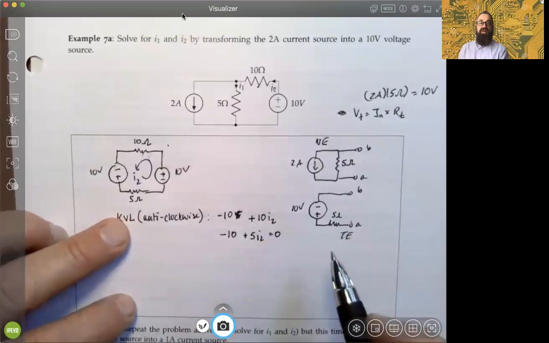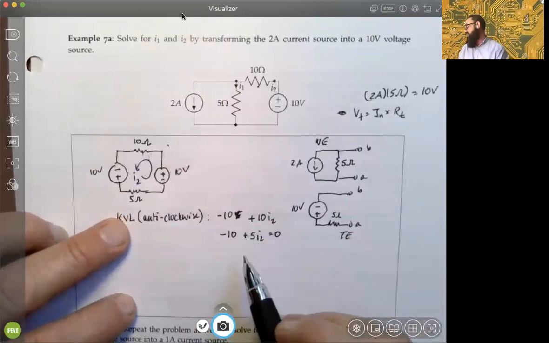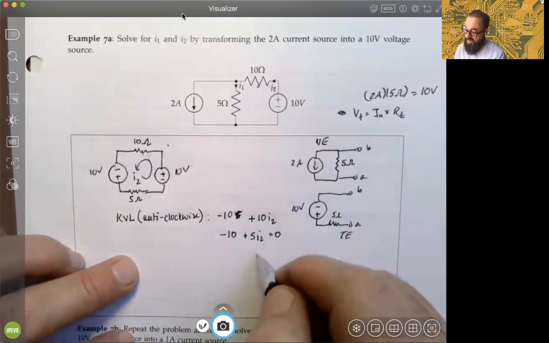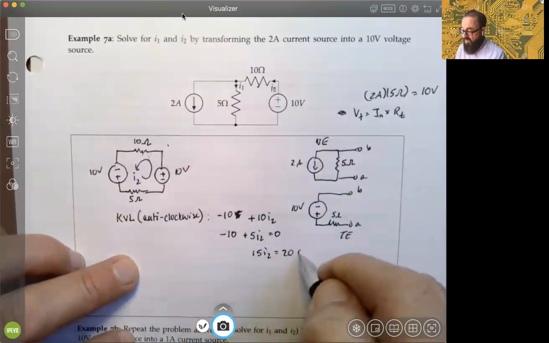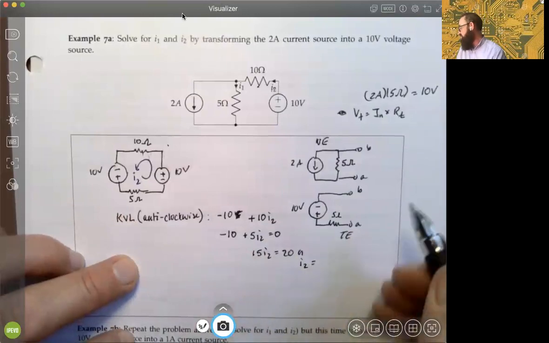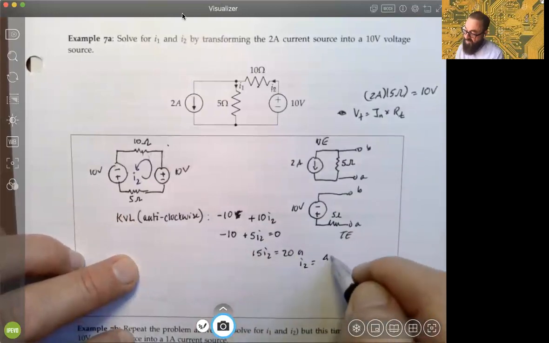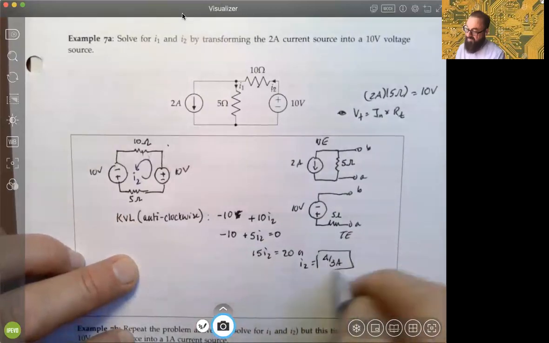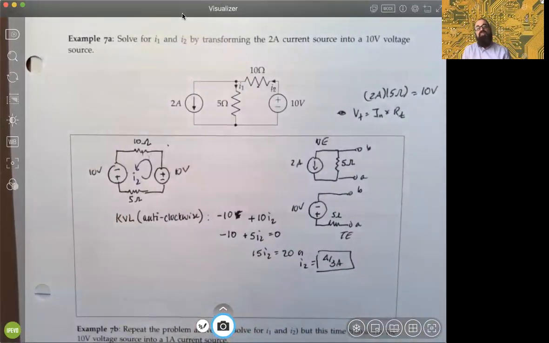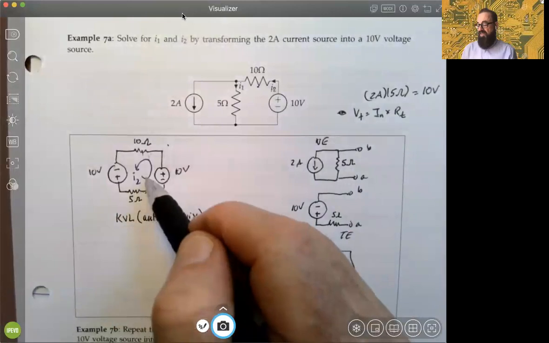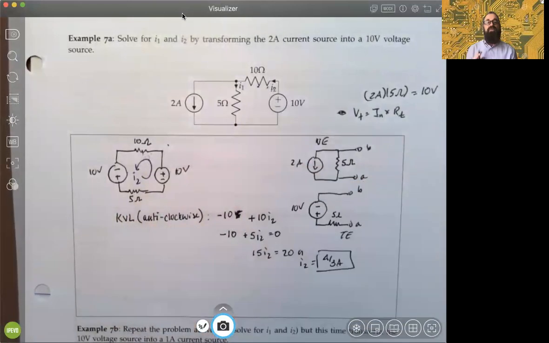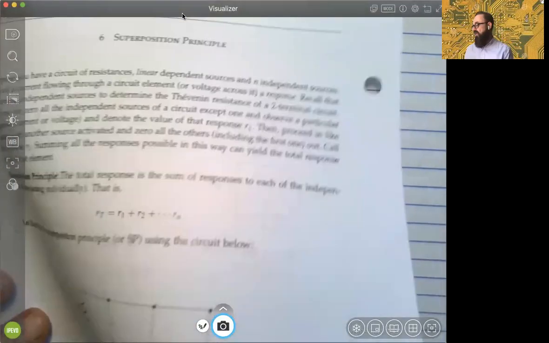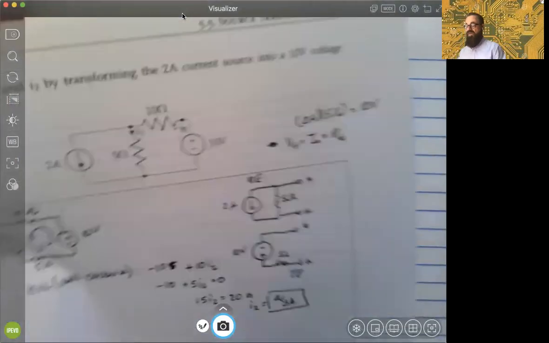And you've got negative 10, negative 10 is 20. And again, you're going to have 15 times I2 equals 20. So current I2 has to be 4/3 amps. Again, it's very important that we understand that in writing this mesh current, it's the same representation as that current there from the perspective of the 10 ohm resistance.